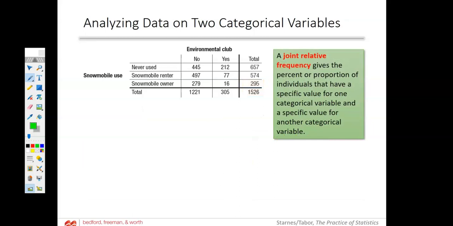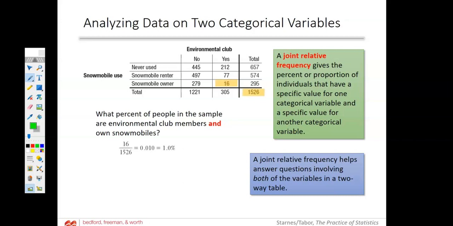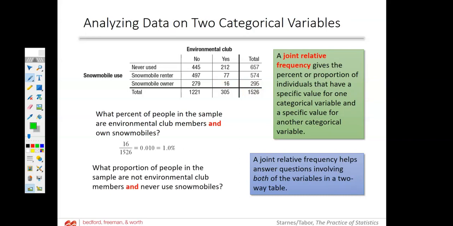Joint relative frequency is quite a popular question. That's when you ask about two things. Here's a good example. What percent of folks in the sample are both in the environmental club and own snowmobiles? So I'm looking for yes for environmental club and snowmobile owner. You see there's 16 folks that fit the bill, 16 out of a total of 1,526. There's no condition. We just want both of those things to be true. There are only 16 people that apply to that.